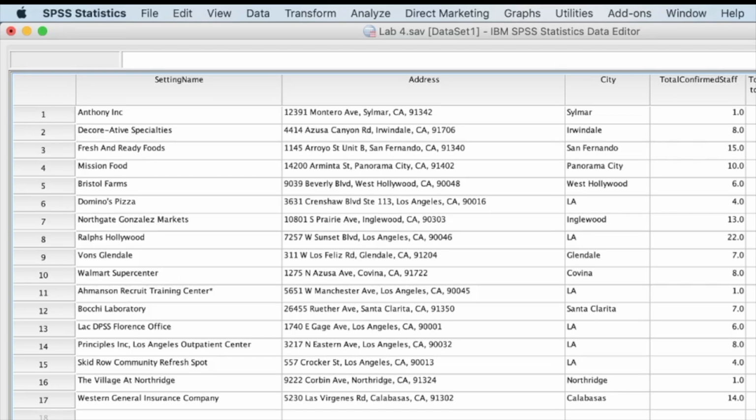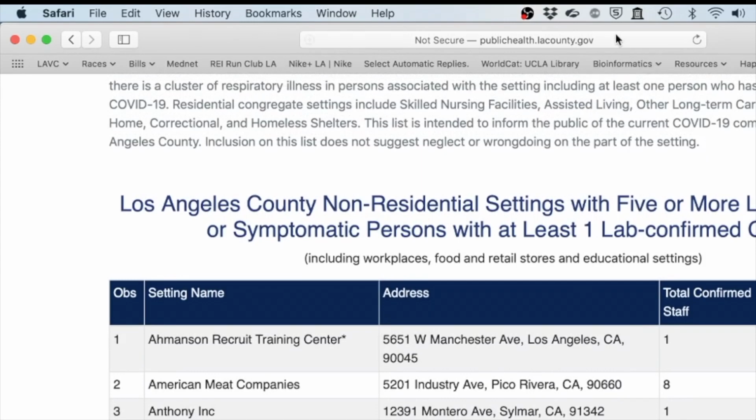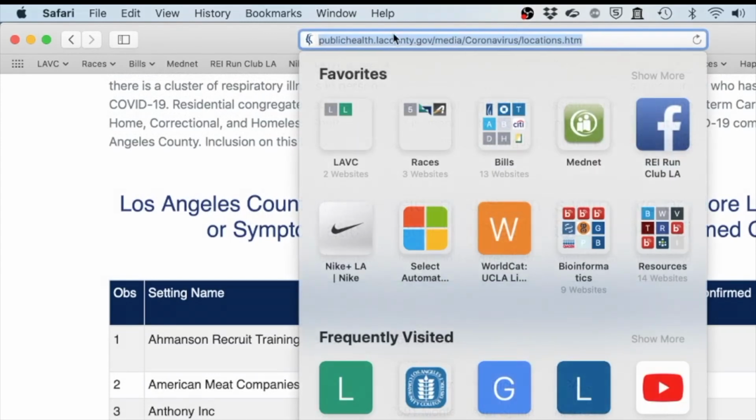Hi class. So today we're going to do an analysis of variance using data that was uploaded to Canvas. What I was interested in doing was looking at data that I downloaded on the LA County Department of Public Health website that's looking at coronavirus data. I included a link on the PowerPoint, but it's this website.